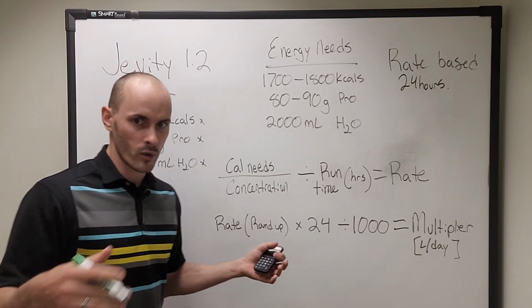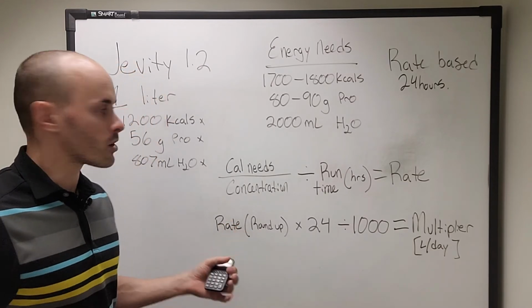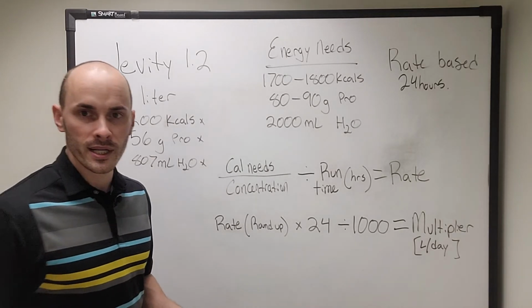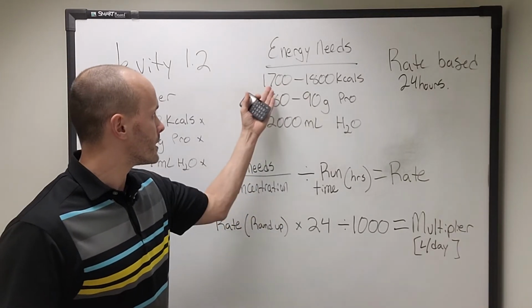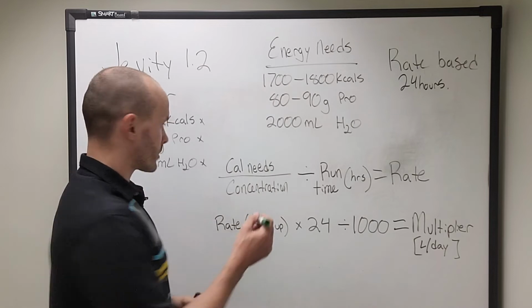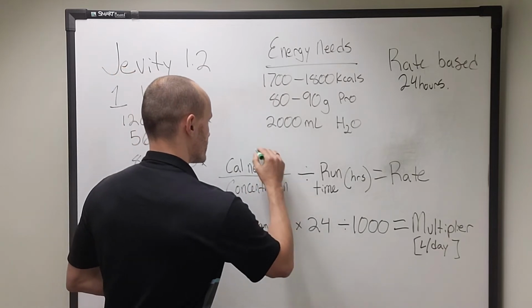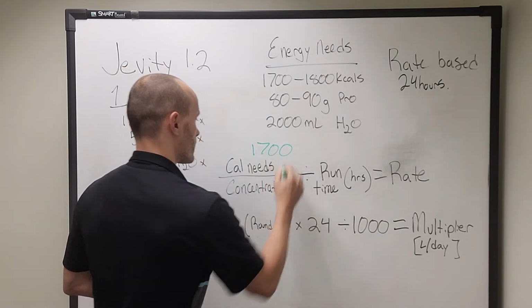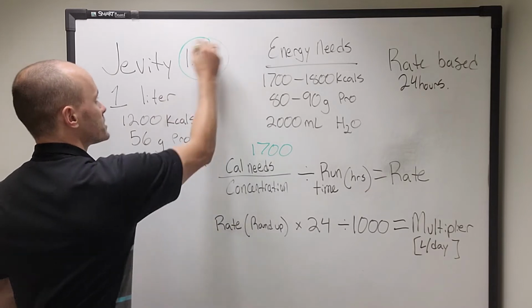So for the most part, we're always going to round up. So we're going to start on the low end of the calorie needs, because when we round up, it'll meet at least those calorie needs. So we're going to do 1700. We're going to use this concentration here.